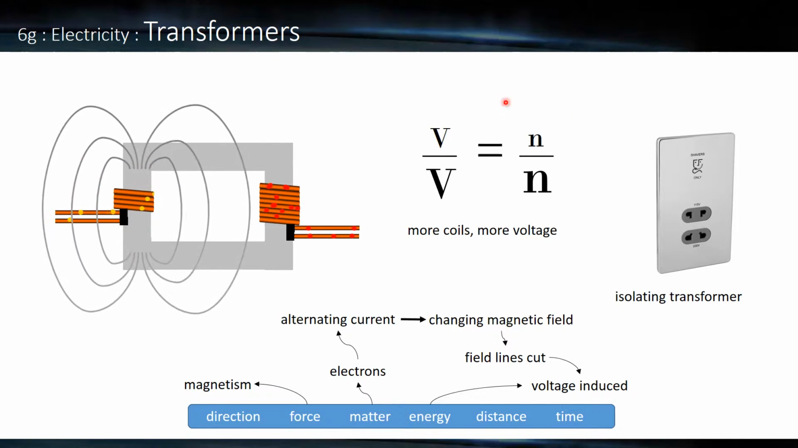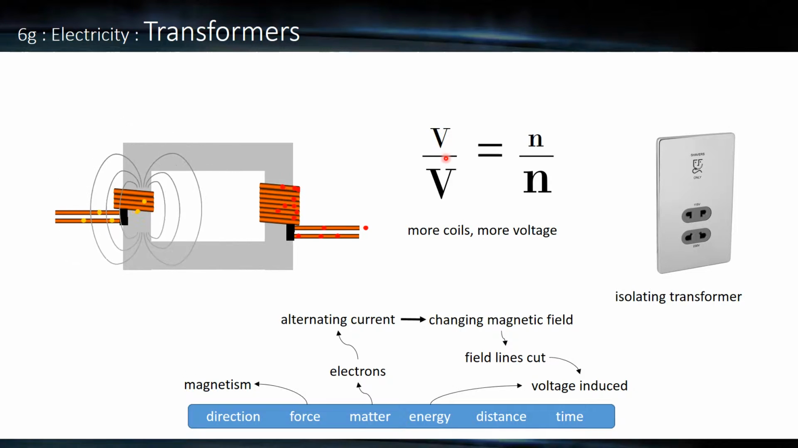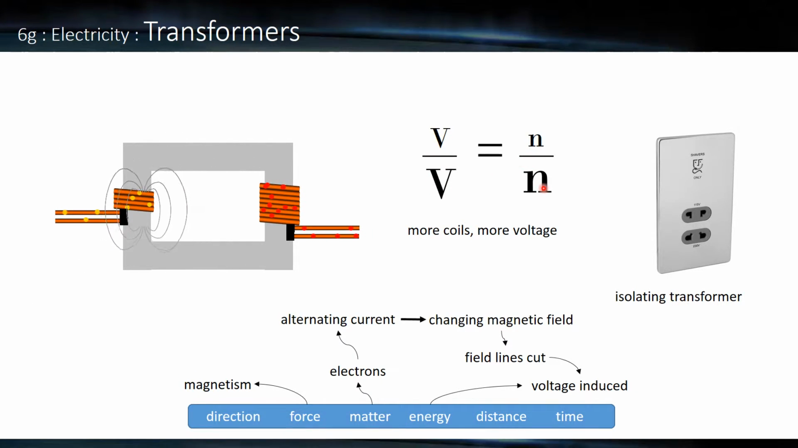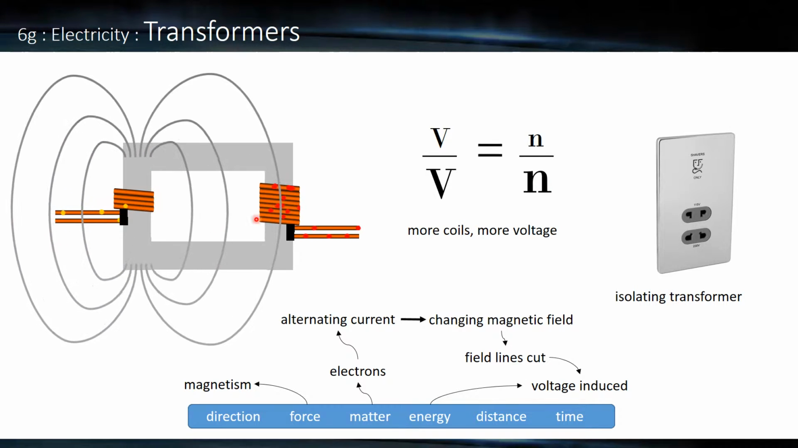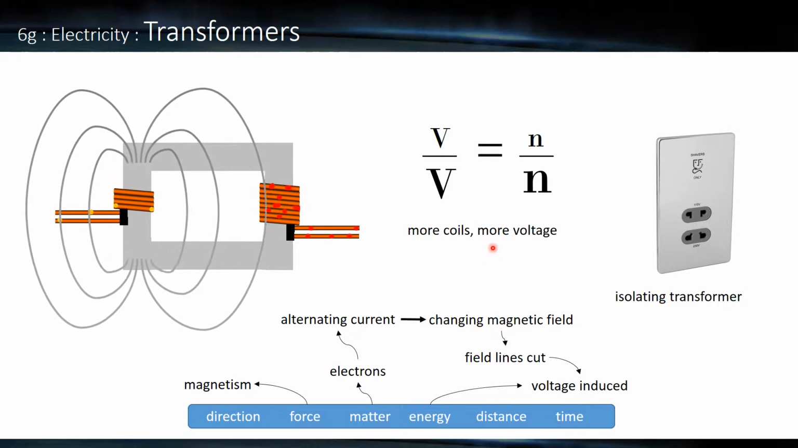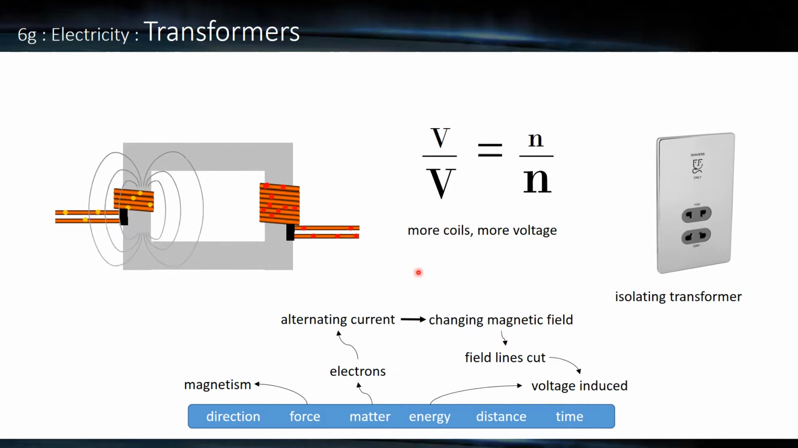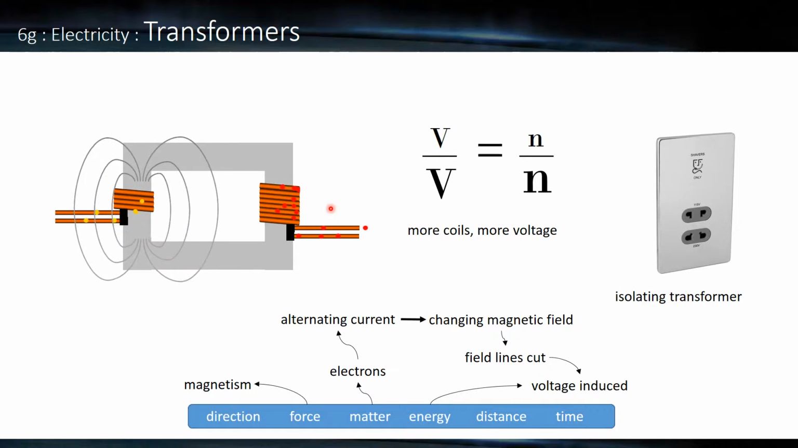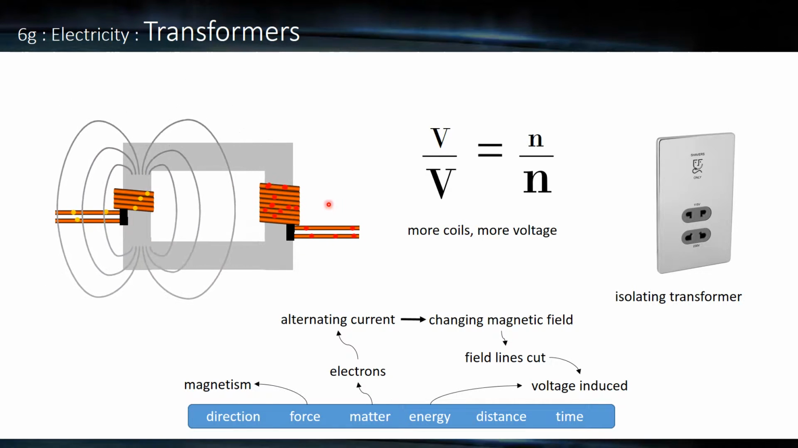Now, the formula that expresses this, obviously the size represents what's going on. So if we have twice the voltage, we must also have twice the number of coils. So here we've got twice the number of coils, twice the voltage. So more coils, more voltage. We can also have a step down transformer. This is a step up transformer; here the situation is reversed. So we have fewer coils and we therefore have a lower voltage.